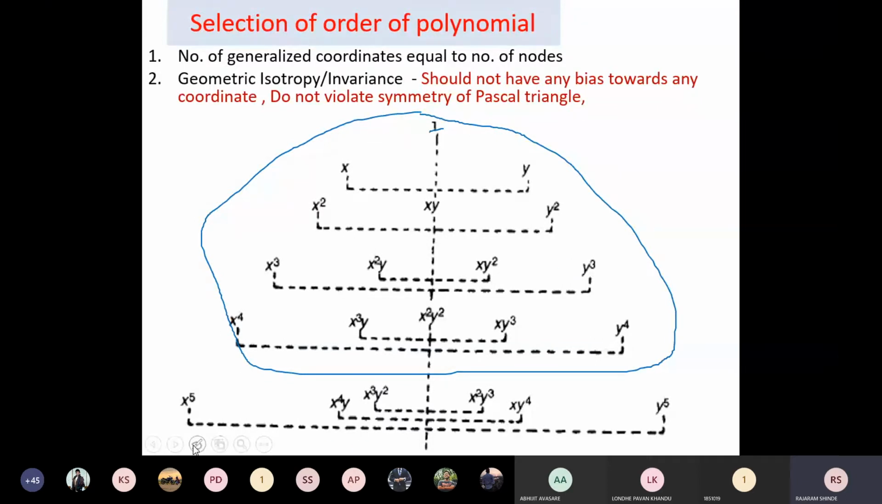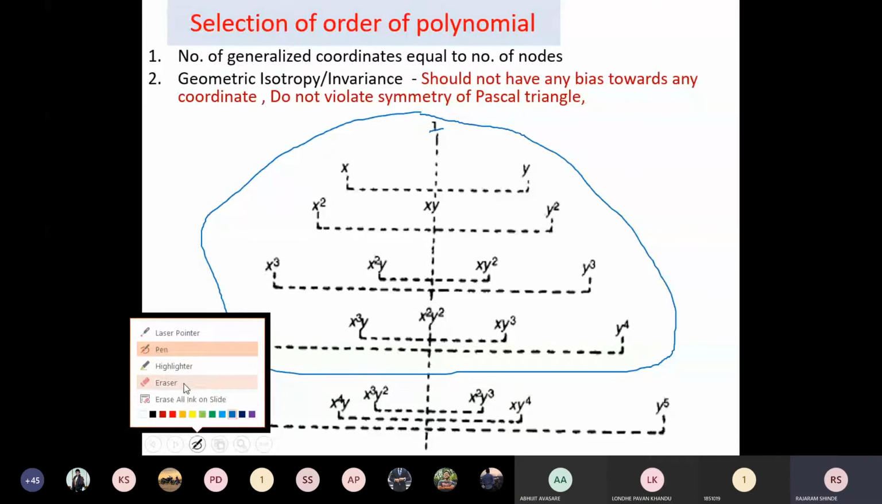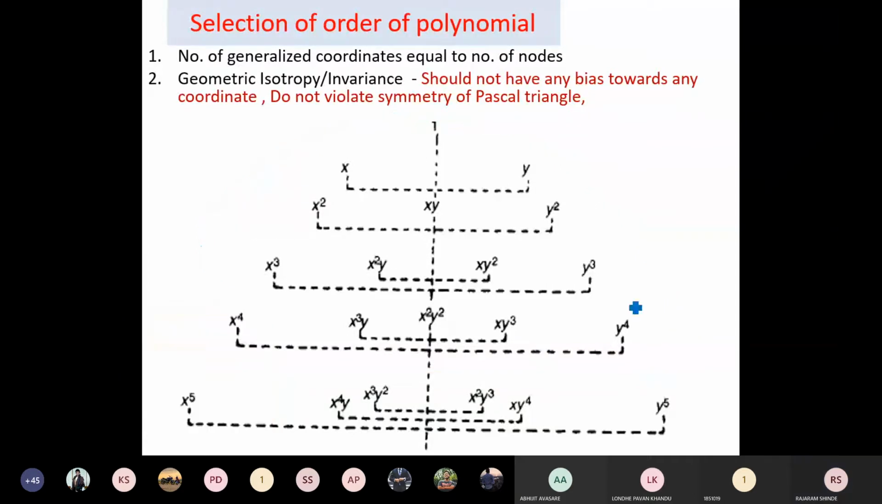Is there any doubt? Someone want to ask something? If you have got this Pascal's triangle, then I will go to the next one. Akshay Shinde, have you got it? Yes, sir.